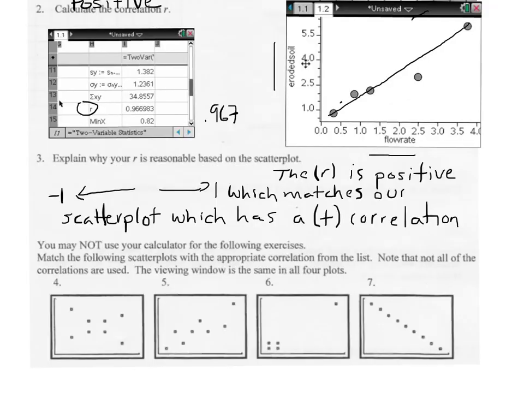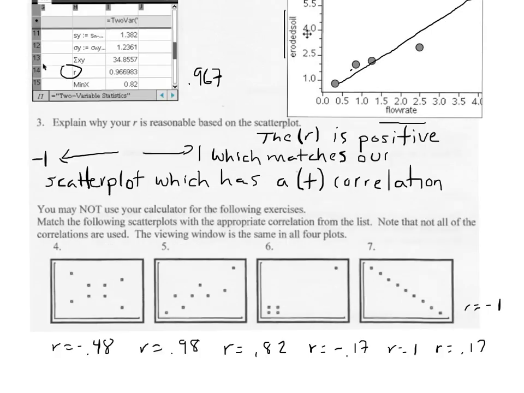Also, we want to note that the points are aligned in almost a perfect straight line pattern, so the magnitude of the correlation will be very close to 1. That is, the strength of the association is quite strong. So R equals 0.967 is a reasonable value for the correlation.